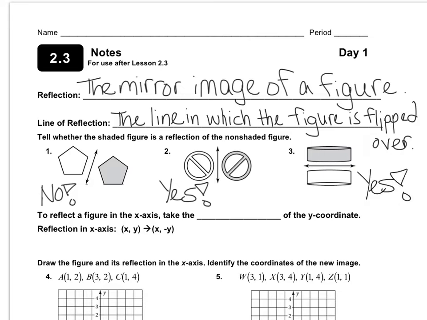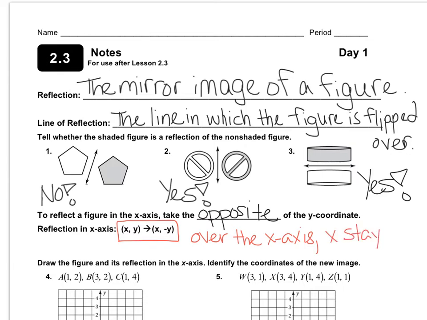To reflect a figure in the x-axis, you are going to take the opposite of the y-coordinate. Therefore, if you see this down here, this is your rule. Coordinates x, y become x, comma, negative y. So what's happening, and I like to say this to get it into your head, if you're reflecting over the x-axis, then x stays the same.